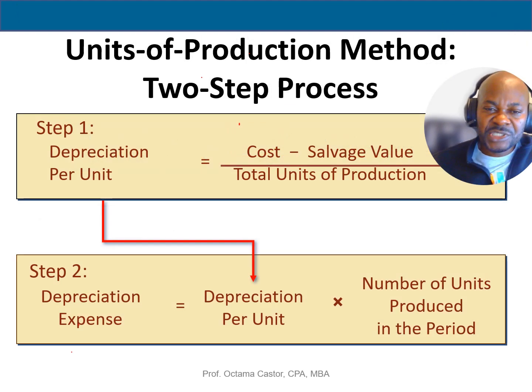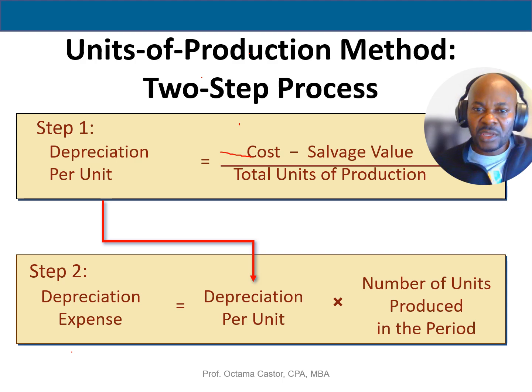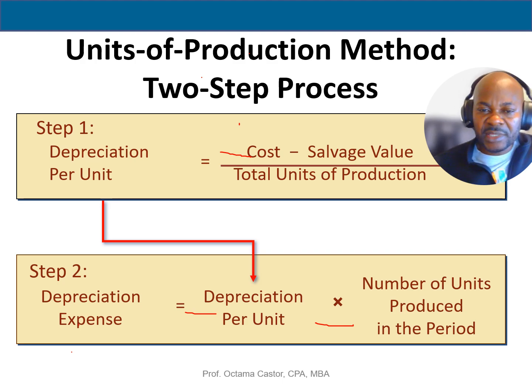The second depreciation method we're going to look at is the units of production method. In this one, we have two steps. The first step is you take the cost of the asset and you subtract the salvage value, which you also call residual value, and we divide that by the number of units of production. The second step, you take the depreciation per unit that you calculated in step one, and you multiply that by the number of units you produce in the period. Let's take a look at an example to illustrate that.